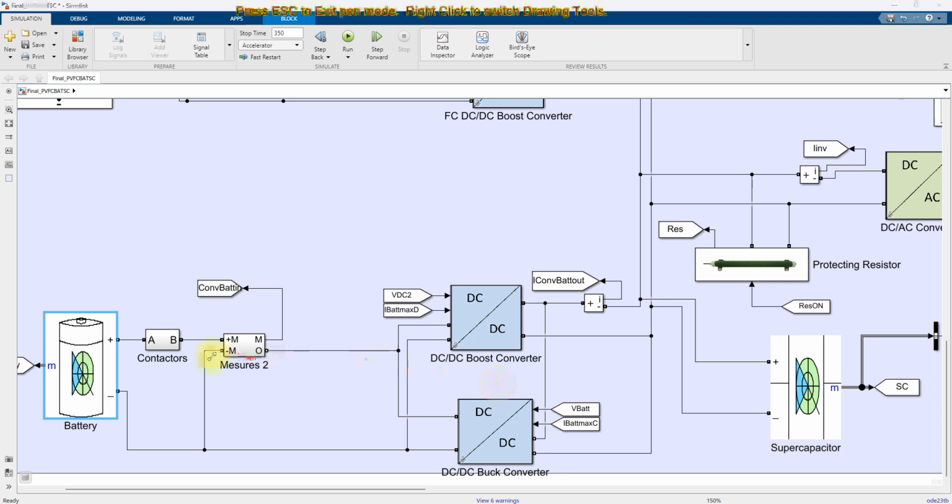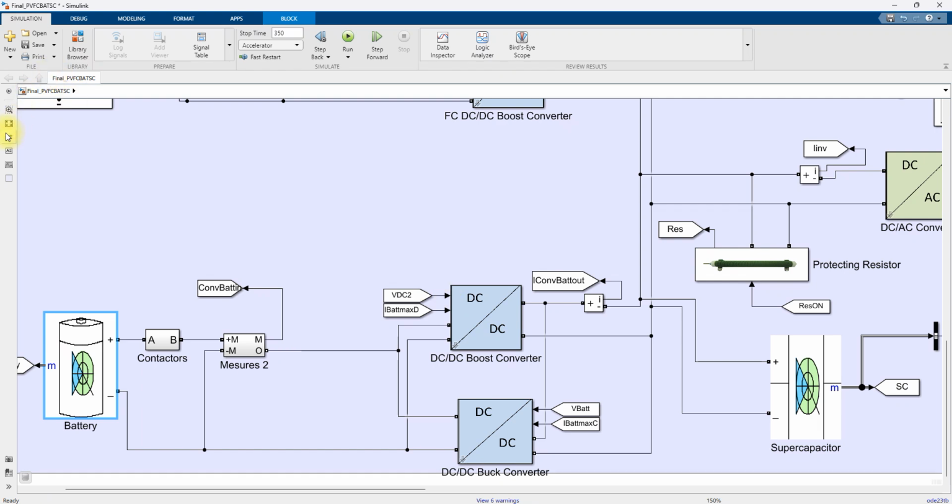That means when we have to supply the power from battery to DC link, at that time it will act as a boost converter, that means boosting mode. When we need to have power from DC bus to battery, then this will act as a buck mode. So that's why it needs both converters, boost converter as well as buck converter, to have the power flow in both directions.